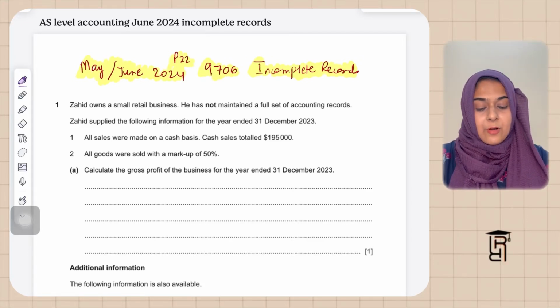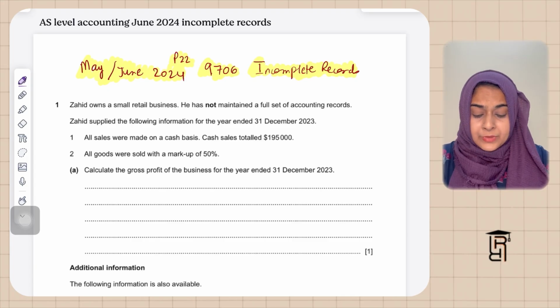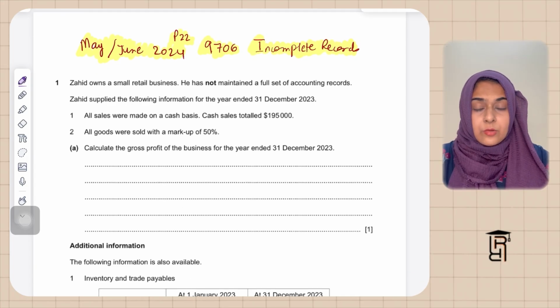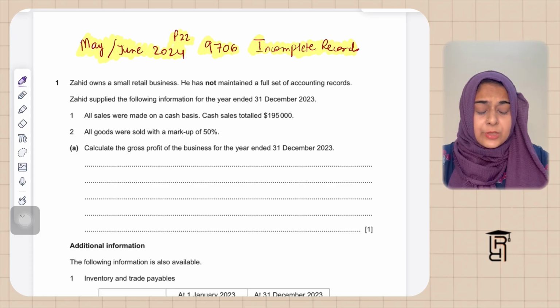Today's video is from AS Level Accounting, from the chapter Incomplete Records. The question appeared in May-June 2024, paper 2 variant 2. The question says, Zahid owns a small retail business. He has not maintained a full set of accounting records. Zahid supplied the following information for the year ended 31st December 2023.